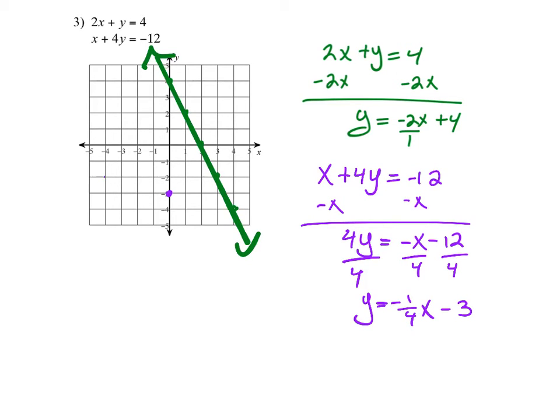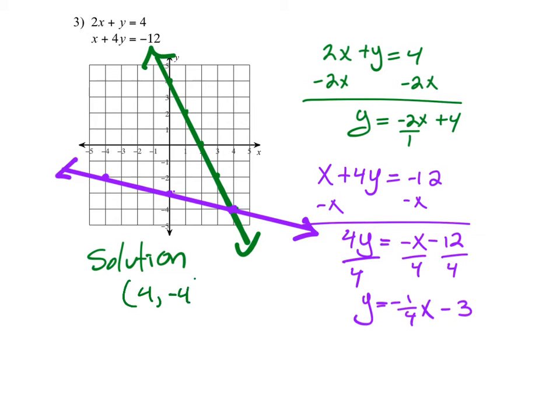1, 2, 3, and 4 to the left. So 1 down, 1, 2, 3, and 4 to the right. And just right there, I can see where my solution is. That's my graph right there. So my solution in this case is going to be this point right there where both graphs intersect. So that's 1, 2, 3, and 4. So that's positive 4, negative 4.